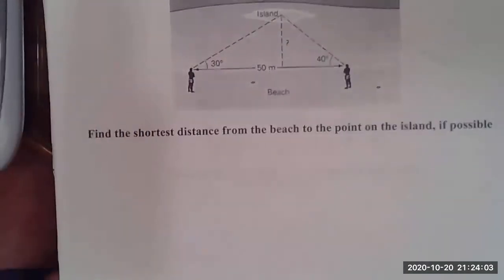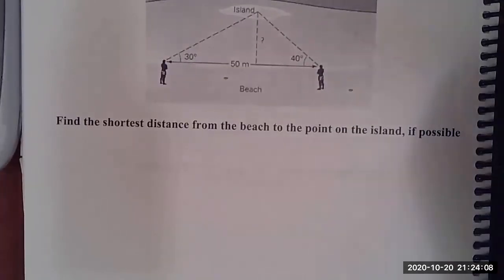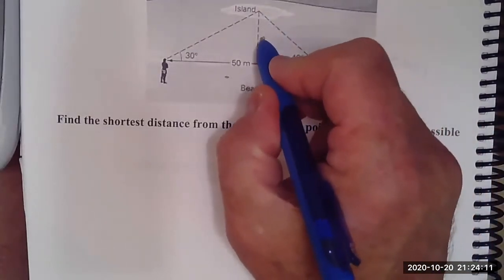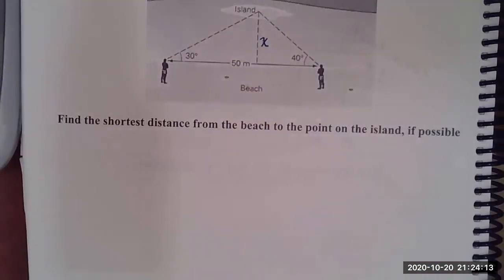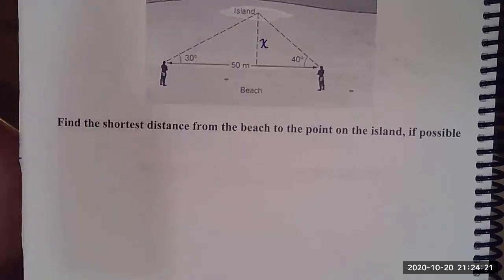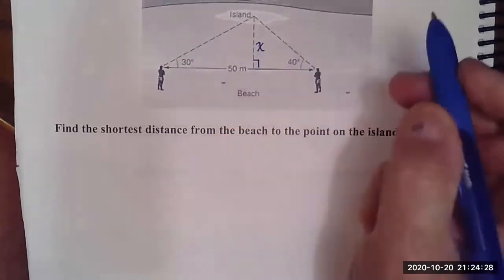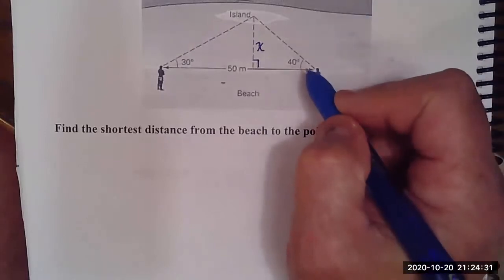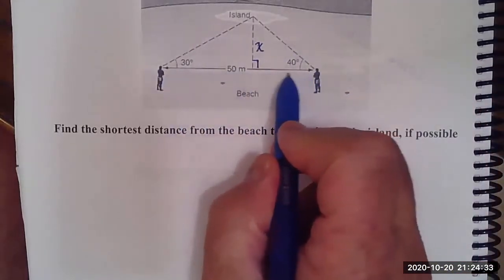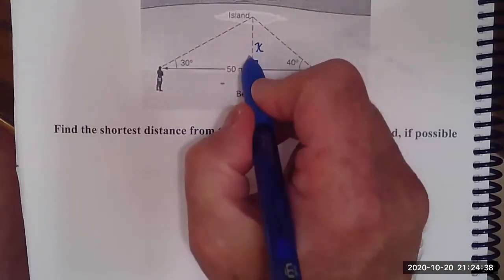This one here, we want to find the shortest distance from the beach to the point on the island. Island's over here. That's a question mark. Let's make that maybe a variable x. I'll just give you a hint: it's going to need two equations, because you won't be able to solve this directly. That's a right triangle, because of the 50 meters all the way across these two people. I don't know how much that is. And that's a right triangle as well.